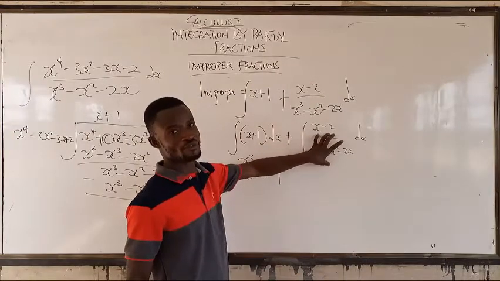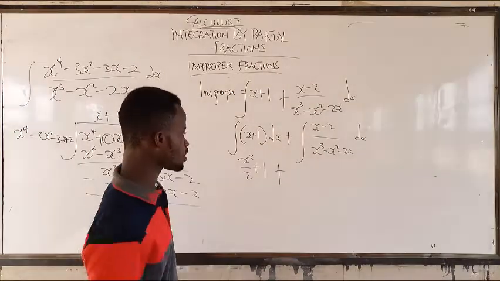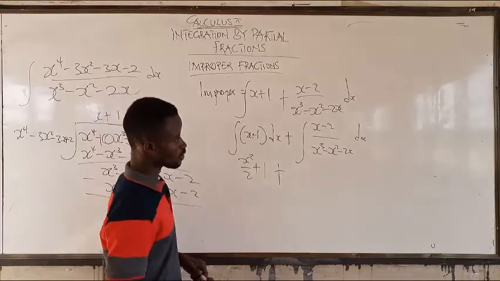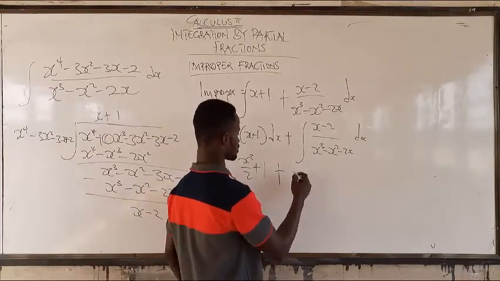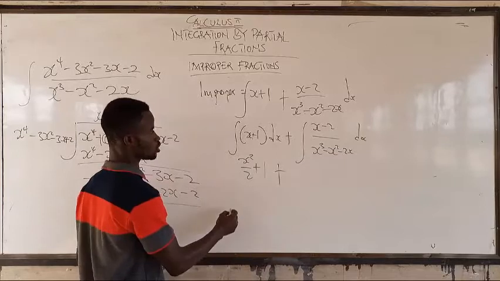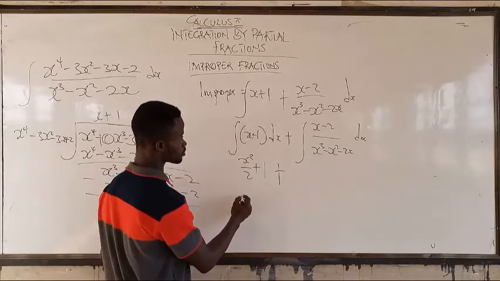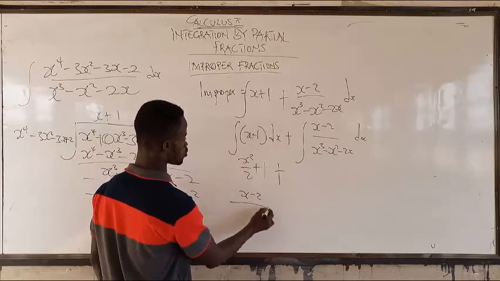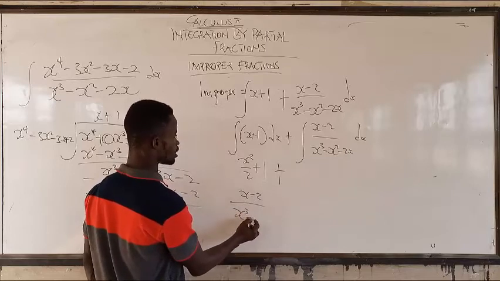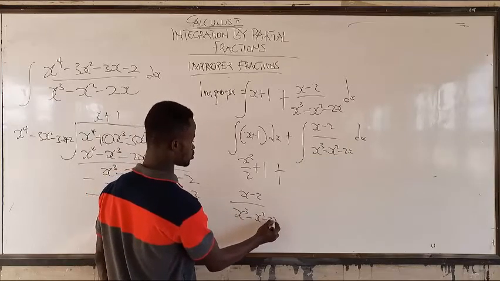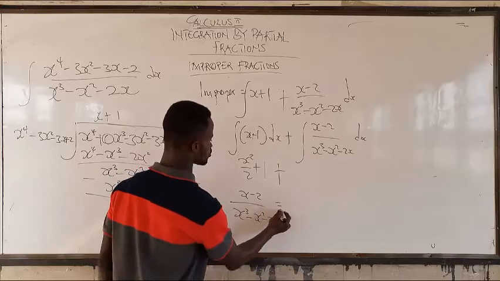So if it's a proper fraction, we can now decompose it into partial fractions. Alright, so we bring out only (s minus 2) over (s to the power 3 minus s squared minus 2s). Alright, so this is going to be an instance.